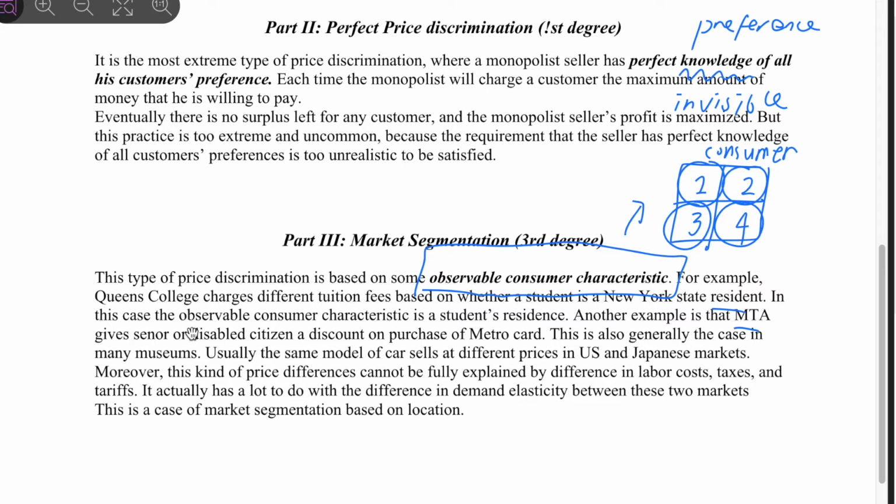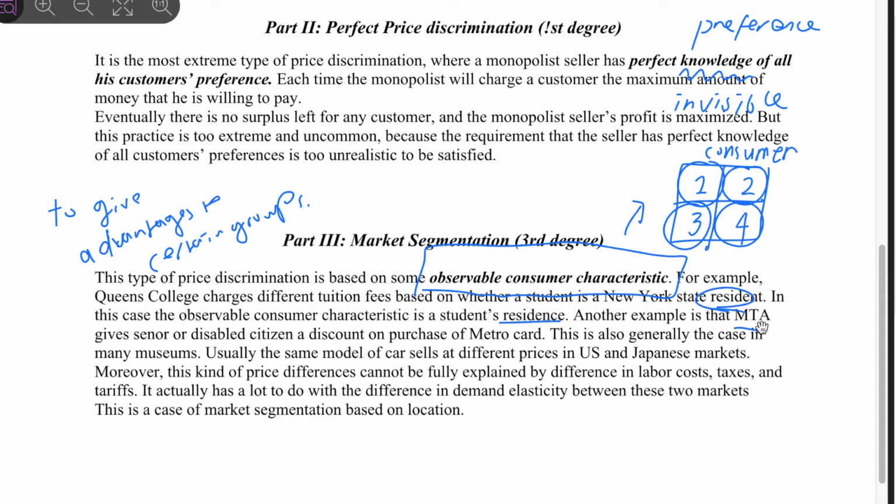So in this case, the observable consumer characteristic is students' residence, right? So if you are a New York resident, you will get a discount, and if you're a non-resident, you will not get that discount, right? So what is the goal of this discrimination? It is to give advantages to certain groups, right? So in here, we give advantages to state residents, right?